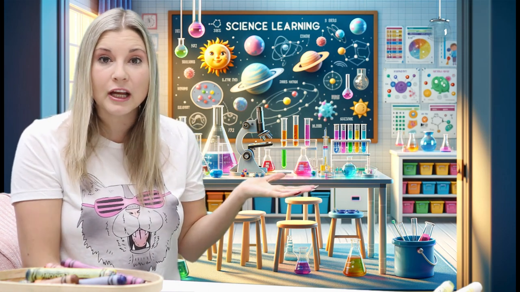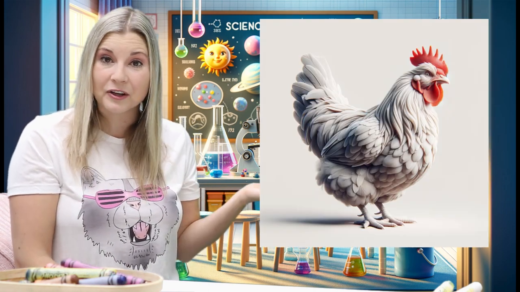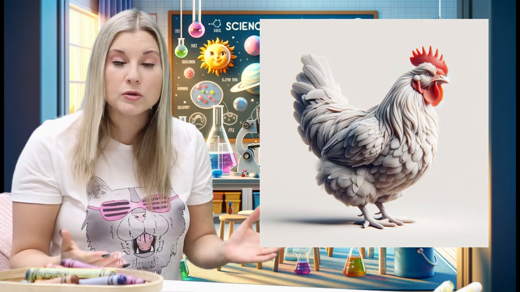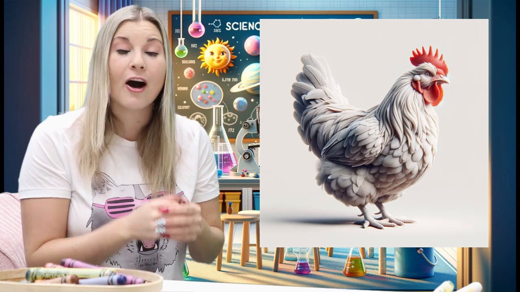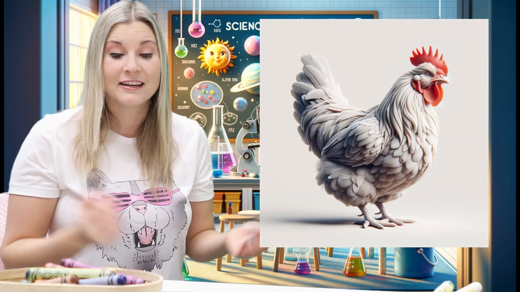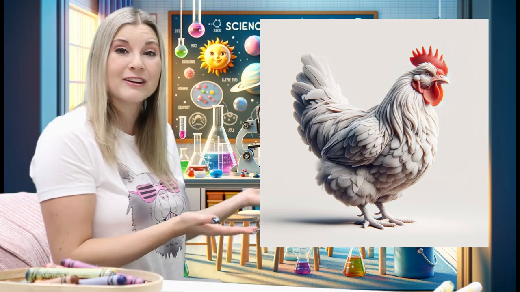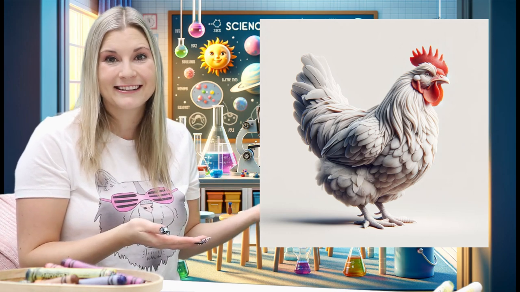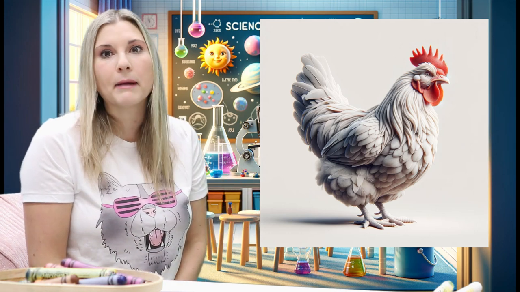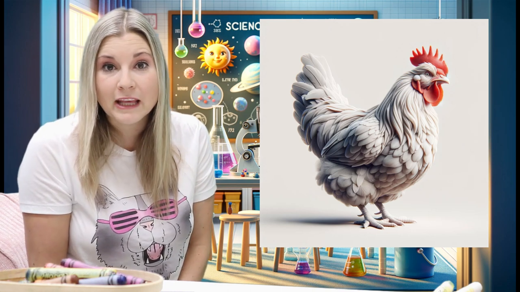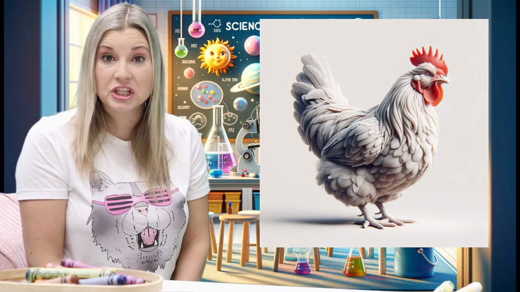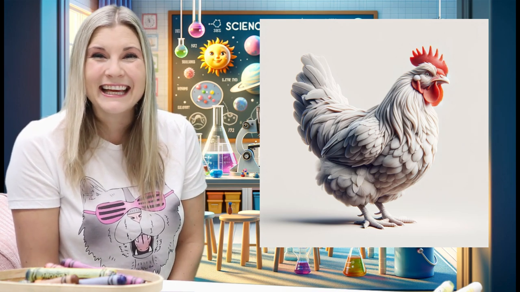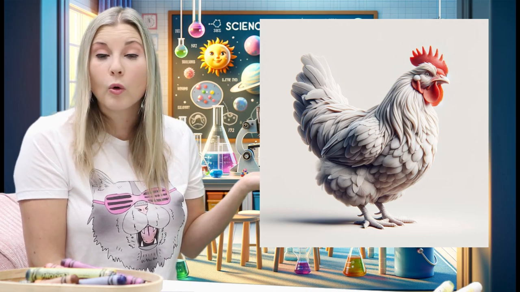All right. Now let's take a look at a chicken's life cycle. All the stages of life that a chicken grows through from when it's a little baby all the way to an adult. So first, if we look over here, we have an adult chicken. The adult chicken might be called a rooster if it's a boy or a male chicken, or it might be called a hen if it's a female or a girl chicken.